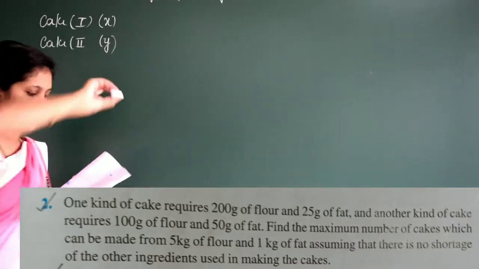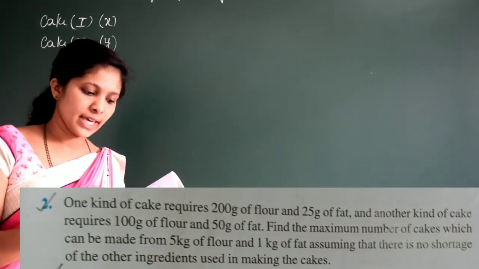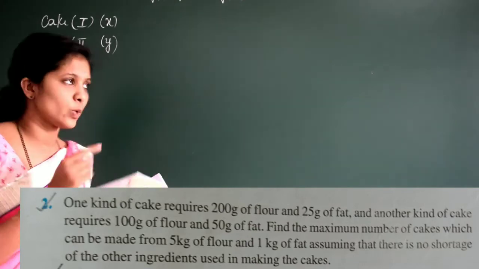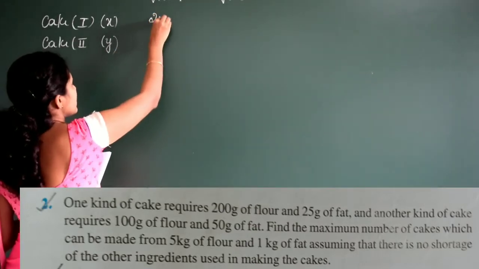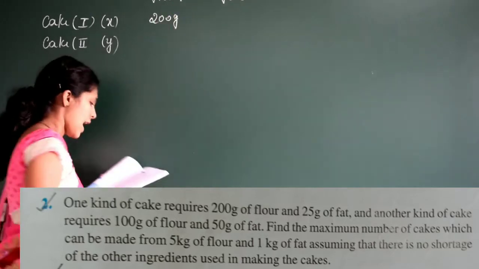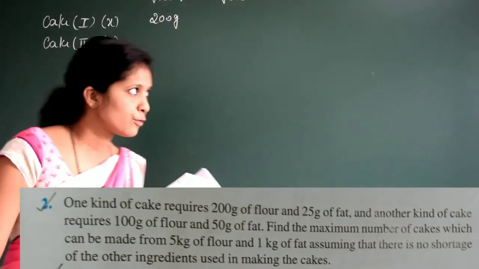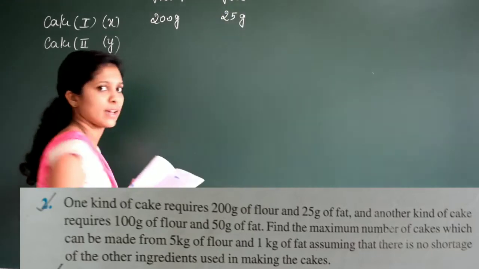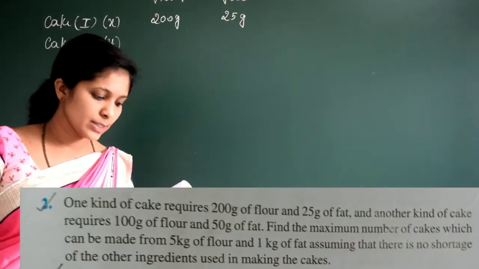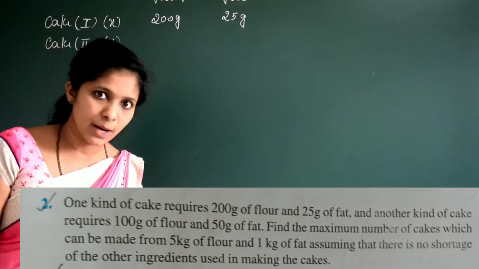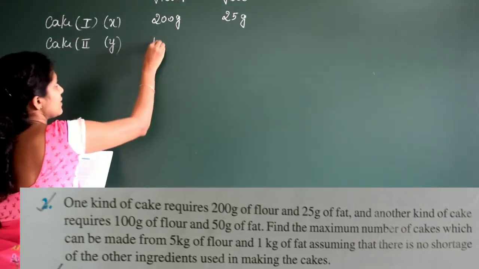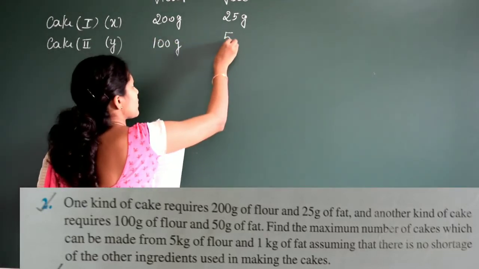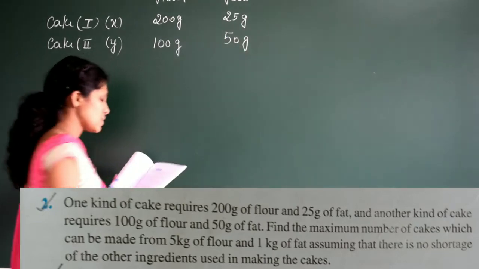Now we will fill this table so it will be easy. The first kind of cake requires 200 gram of flour and 25 gram of fat. That is the first kind of cake. Next, what is given? Another kind of cake requires 100 gram of flour and 50 gram of fat. So this requires this much. So clear?